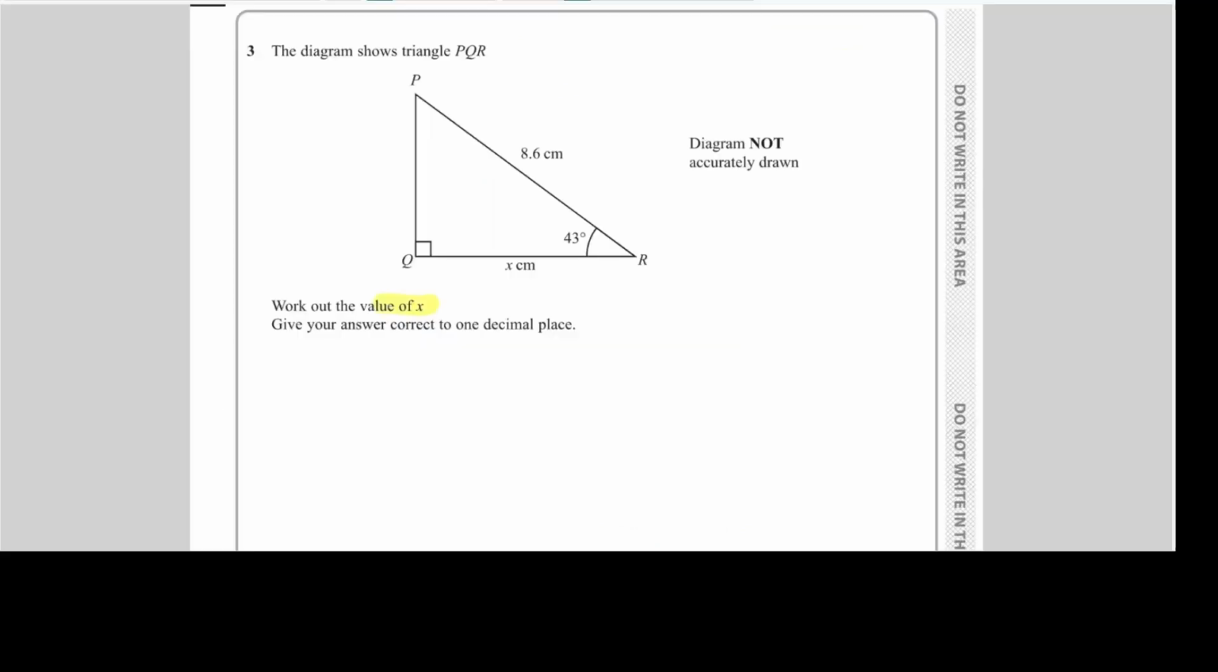Question 3, under basic trigonometric ratios. In this question, the diagram shows triangle PQR. Work out the value of x. Give your answer correct to 1 decimal place.